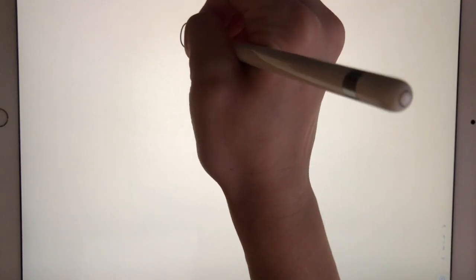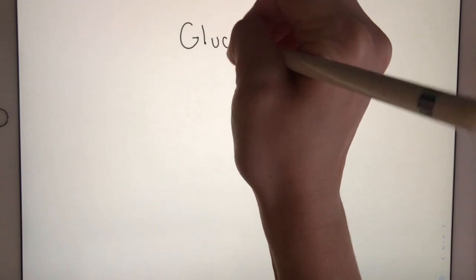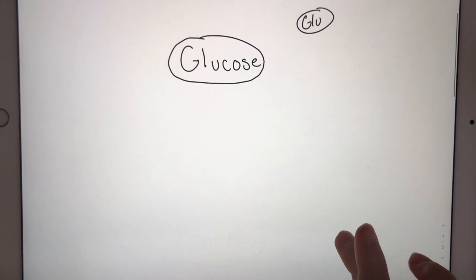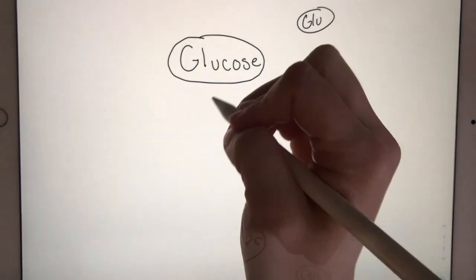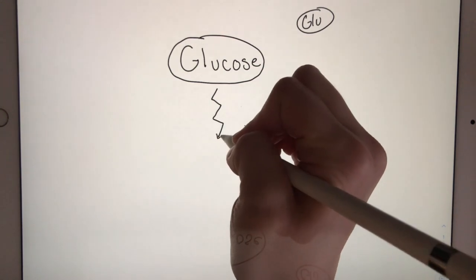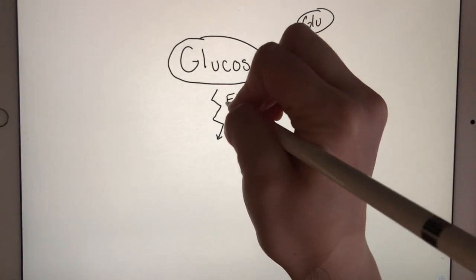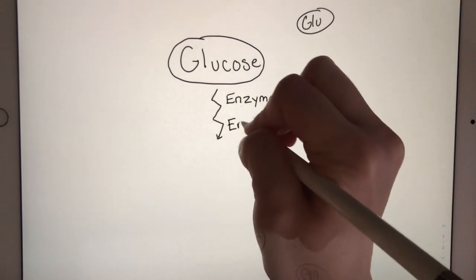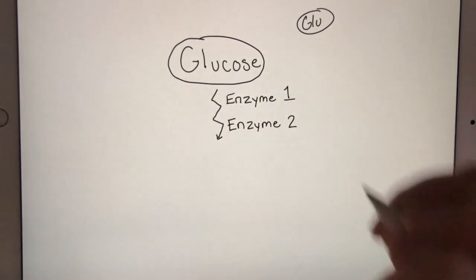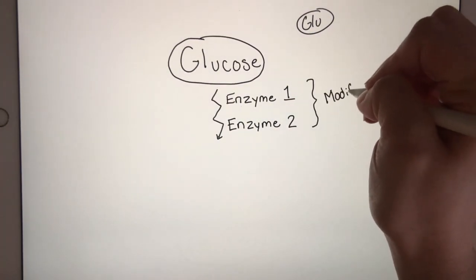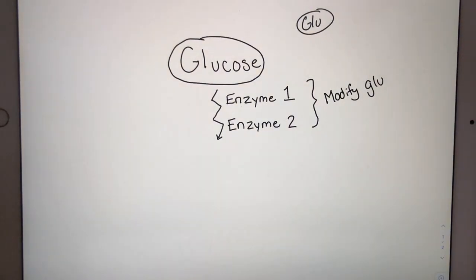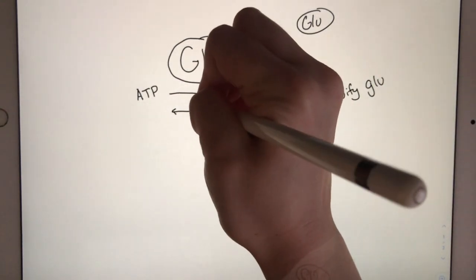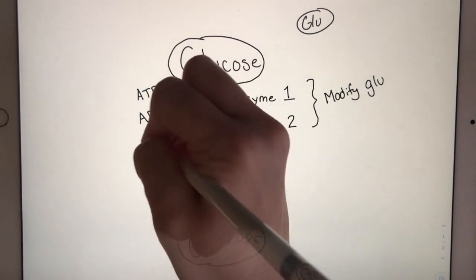We're going to start with one molecule of glucose. Sometimes in my class, if you see me doing a shorthand for glucose, I'll just write GLU. The first thing that needs to happen is that it's going to get modified by two enzymes. We're not going to worry about the name for now, so I'll just name one enzyme 1, and the second one I'll say is enzyme 2. Again, these enzymes modify glucose, but to do that, one molecule of ATP is going to donate a phosphate to enzyme 1, and another molecule is going to donate a phosphate to enzyme 2.